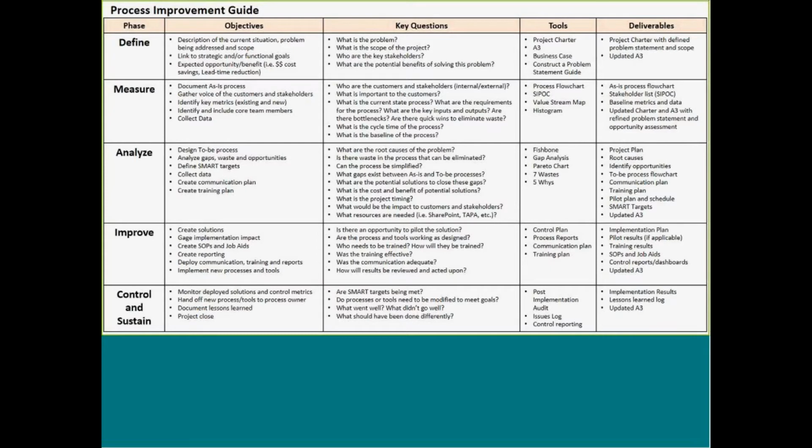This is a quick little cheat sheet or reference guide to the DMAIC methodology to understand what the objectives, key questions, tools, and deliverables are at each stage of the DMAIC process. If you're working on a DMAIC project, this is a great sheet to have up in your workspace, in your area, on your phone, on your laptop, to just see where you're at in the process, just for a quick reference to make sure that you're on track.